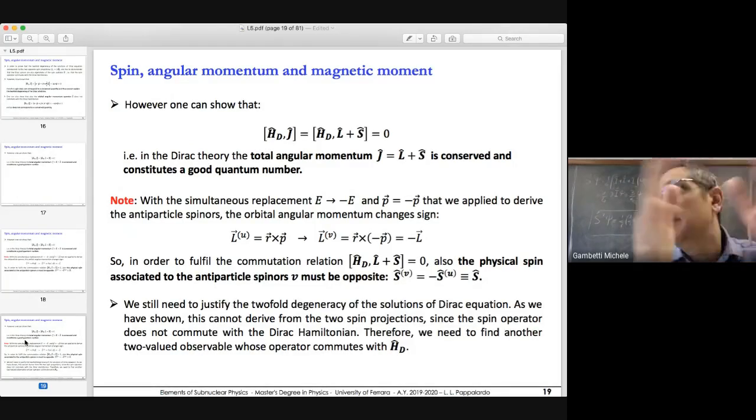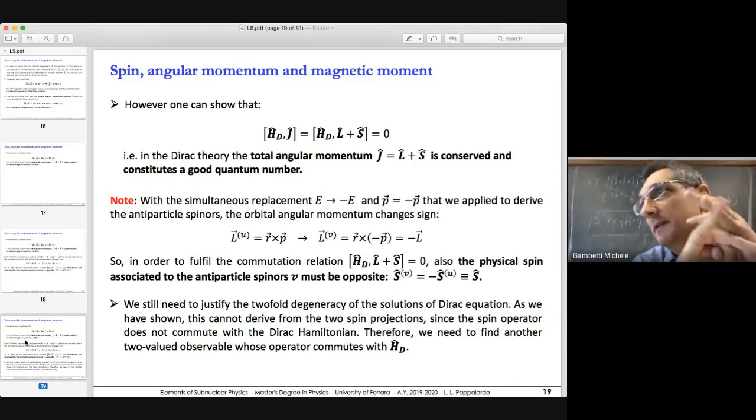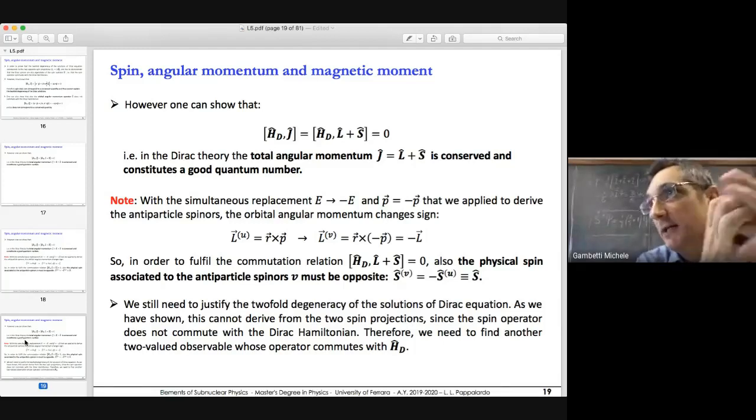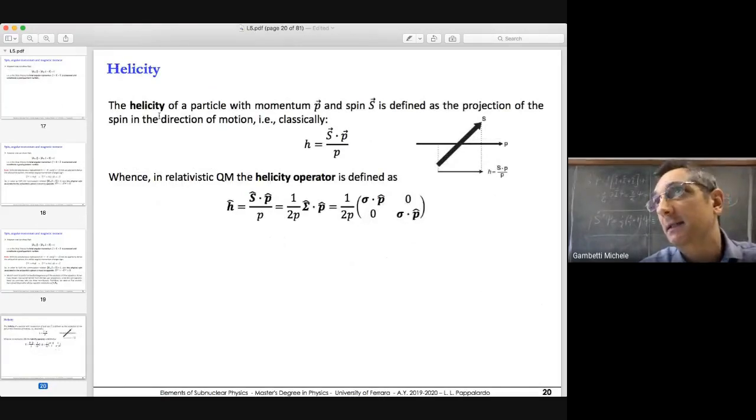But we are still at the beginning of our problem. We still need to justify the twofold degeneracy of the solutions of the Dirac equation. And as we have shown, this cannot derive from the two spin projections because the spin operator does not commute with the Dirac Hamiltonian. Therefore, we need to find another two-valued observable whose operator commutes with H_D. And this observable turns out to be helicity.